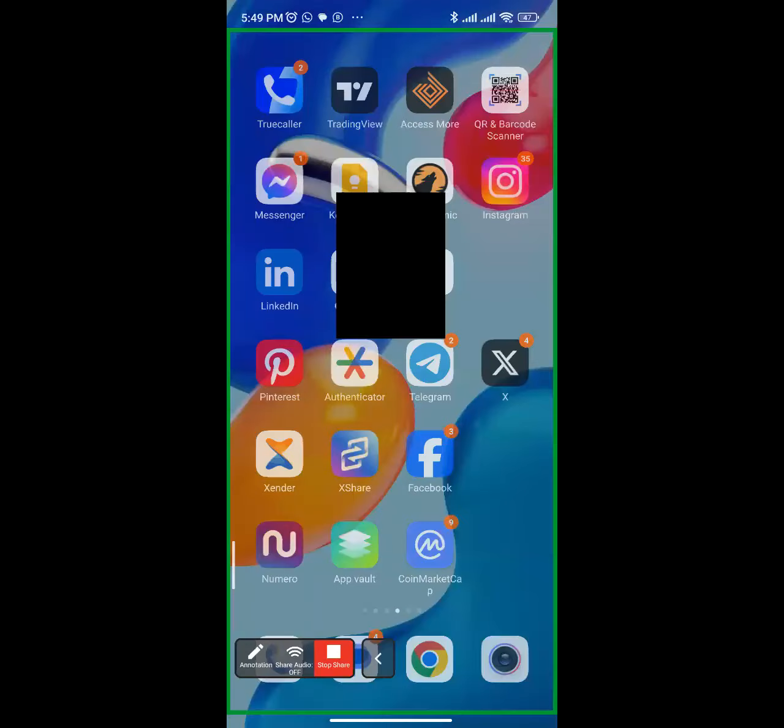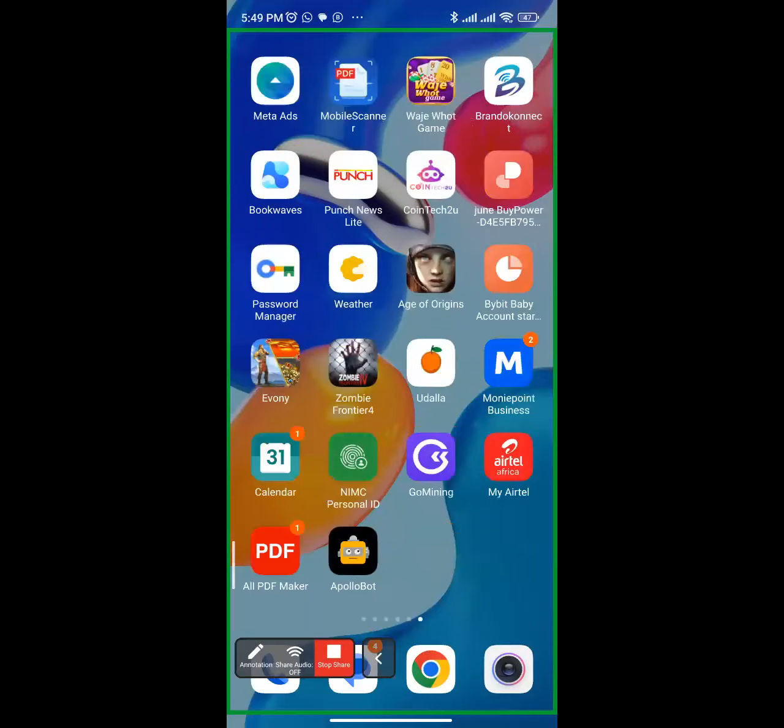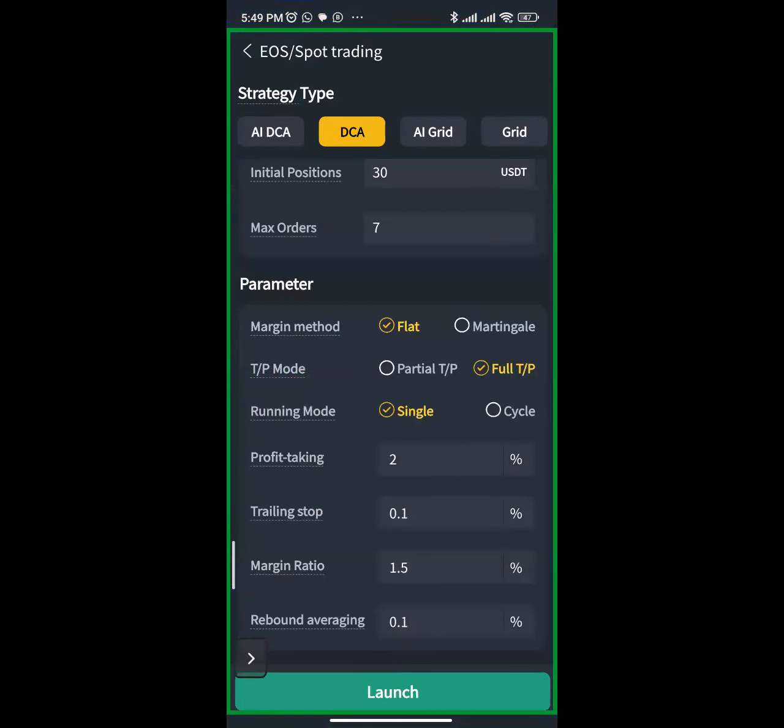All right. So let me share again. So you see the reason why I went down to 1.5%. So I went down to 1.5%.